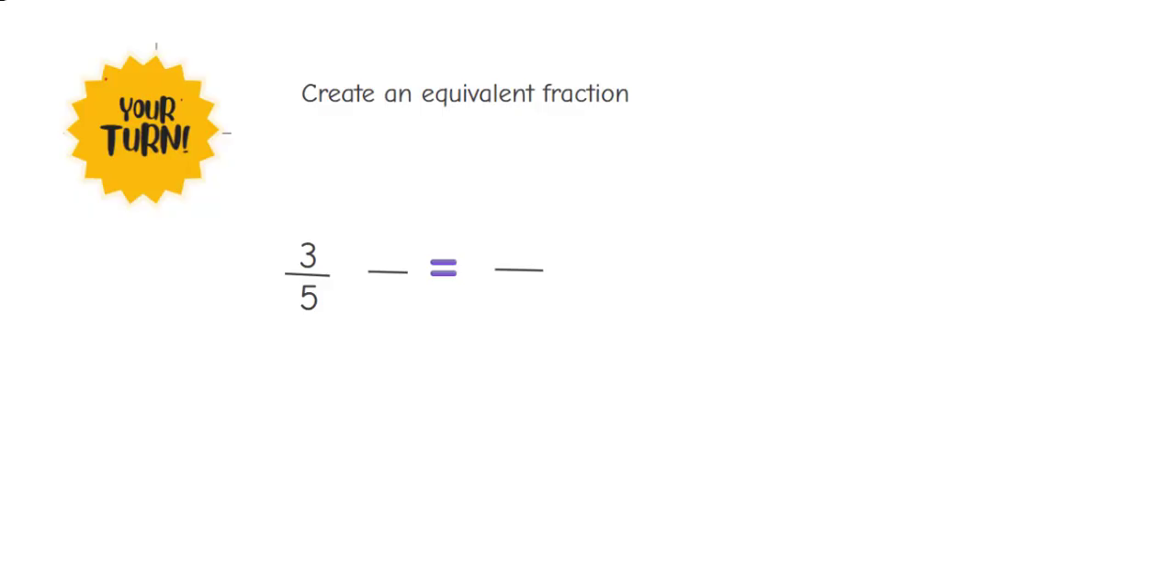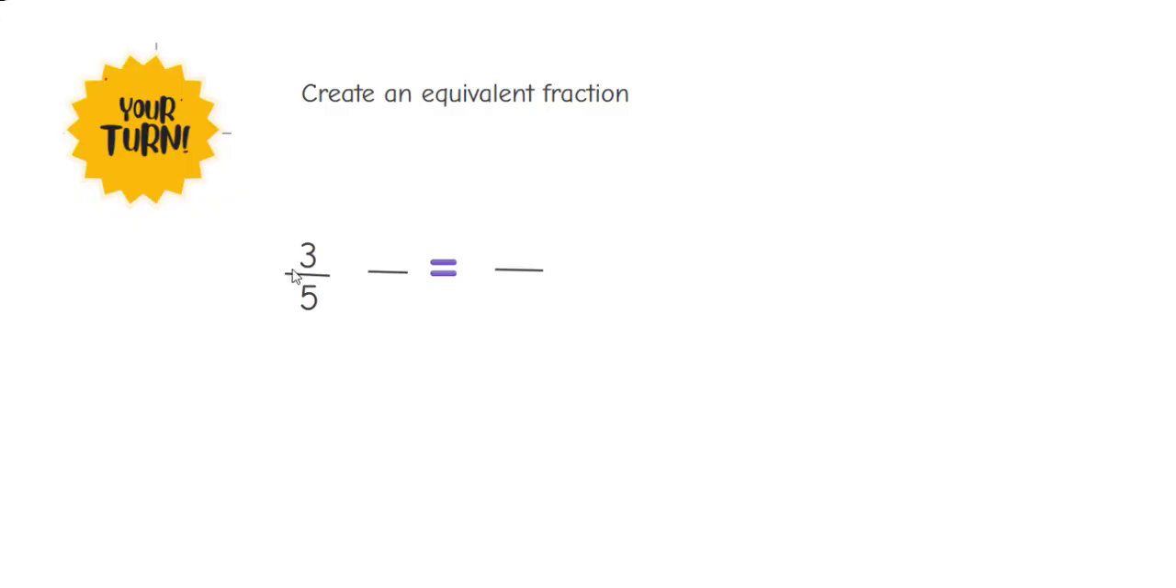In this video, when we create an equivalent fraction, we may not both use the same numbers to create it, but I want you to come up with a way from the lesson video. How would you create an equivalent fraction for 3/5? Pause the video, solve it, and then come back.